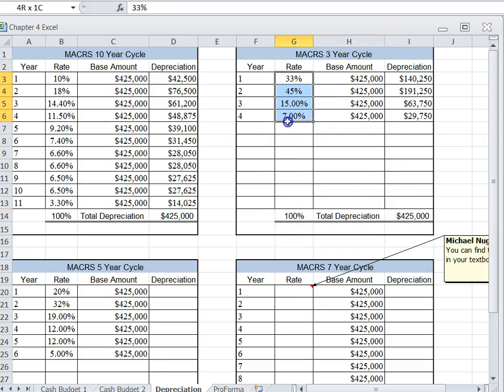And you see how these percentages add up to 100% as well. So this is a 3-year cycle, and this is a 10-year cycle. Remember, the first and last year are 6 months, as denoted in the lecture and also in the textbook.